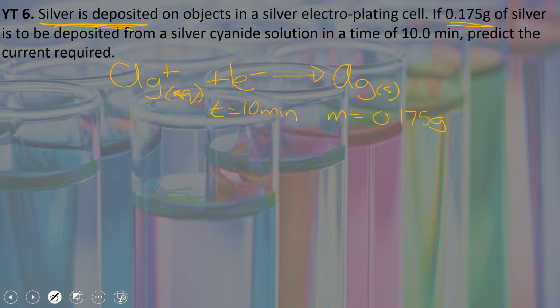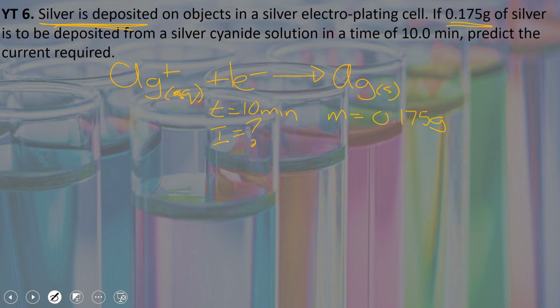That goes under the electrons, because that's just telling me how long the cell ran for. We always put that with respect to the electrons. I will change it once I put it into the formula. And the last thing is looking for the current required. So what's the amp? Sorry, that's not correct. It's I. I'm looking for I.